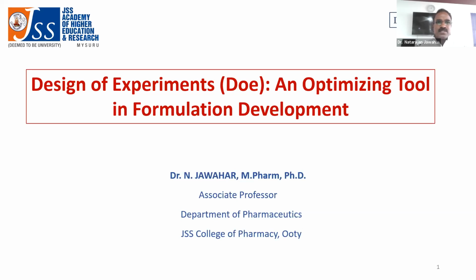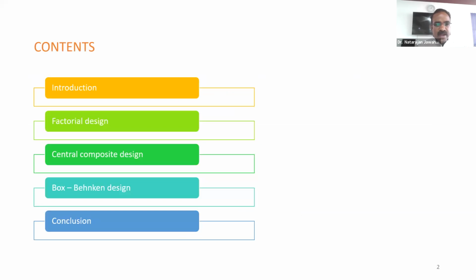So in my presentation, I'm going to give a small introduction about what DOE exactly is, what the advantages of DOE are over the conventional way of optimization, and what the various designs used in DOE are, namely factorial design, central composite design, and Box-Behnken design. I'm also going to give some case studies, especially for central composite design and Box-Behnken design, because these two designs are commonly used by researchers.